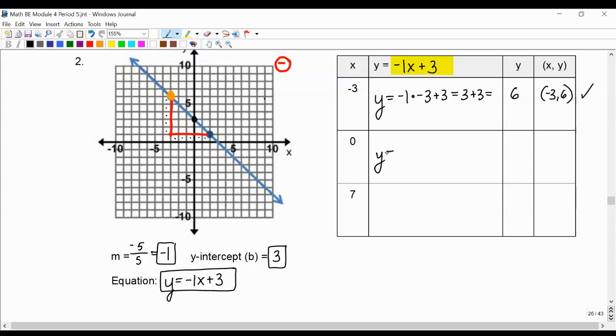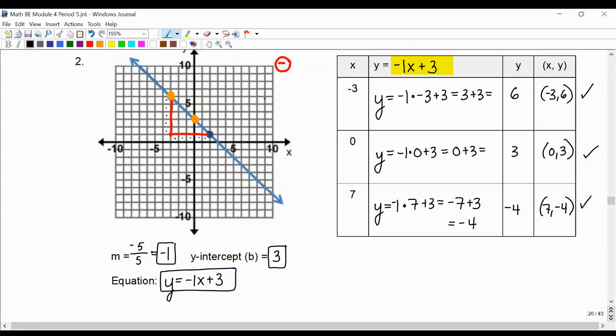Then we're going to plug in 0. -1 times 0 plus 3 is 0 plus 3, which is 3. (0, 3) is this point. So that one also checks out. We're checking that these points are on our blue line. And then we're plugging in 7. Y equals -1 times 7 plus 3. -1 times 7 is -7, plus 3 is -4. (7, -4) is right there. So that one also checks out.